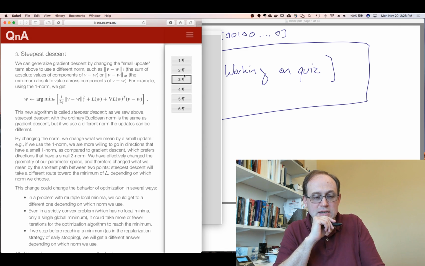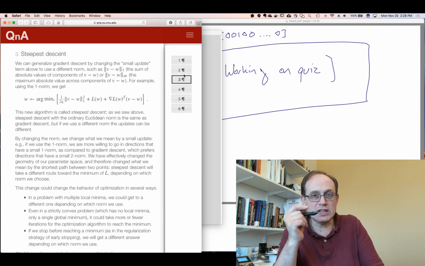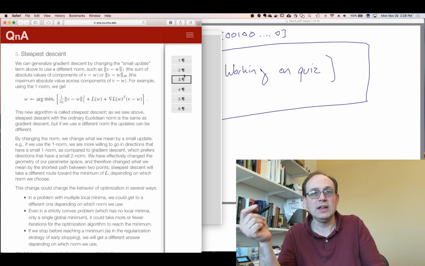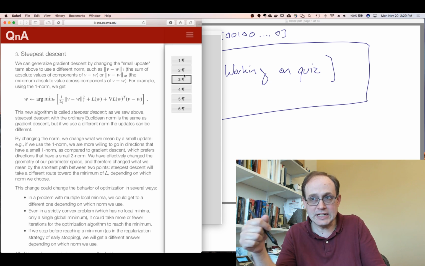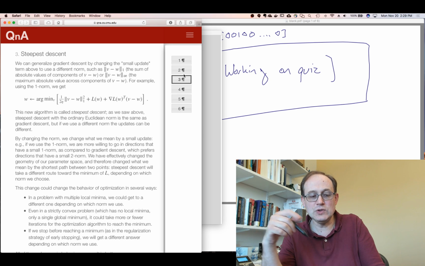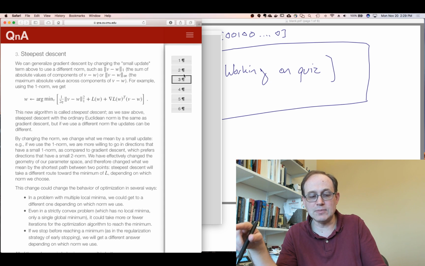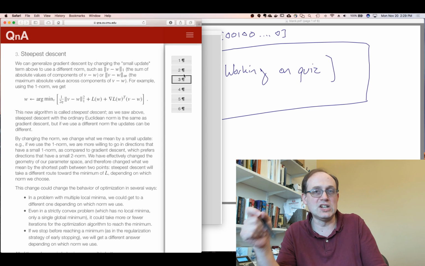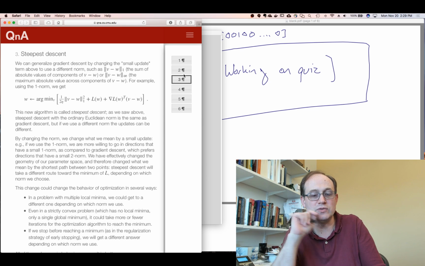Steepest descent is just like gradient descent, except that we change the small update term. The way we do it is we use a different norm. So instead of saying Euclidean norm, we have to stay close, we'll use another norm like the one norm or the max norm, the infinity norm. The one norm is the sum of the absolute value of components of v minus w, and the max norm is the largest absolute value of any component of v minus w.